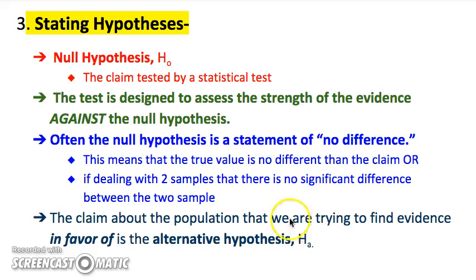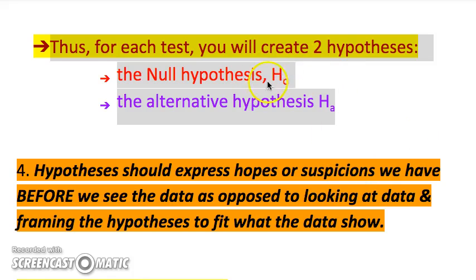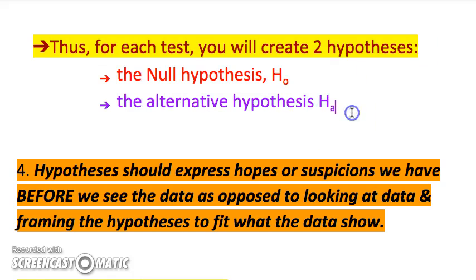And then we represent the alternative hypothesis as H sub A. In the state part of your problem, you'll start with a null hypothesis, the claim, oftentimes a statement of no difference we call it, and then the alternative hypothesis. Those hypotheses should express hopes or suspicions before we see data. We shouldn't be basing those on our data, or that wouldn't be solid science.